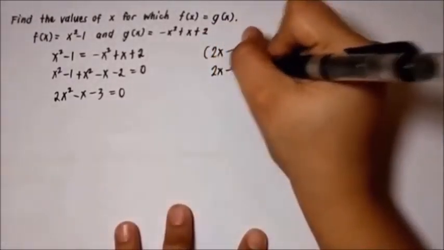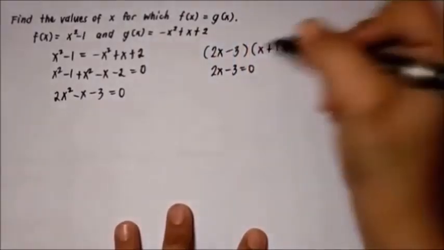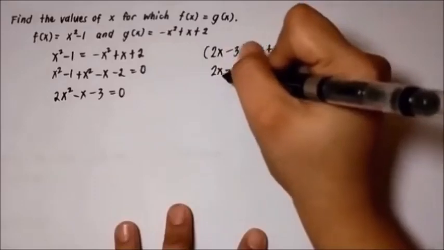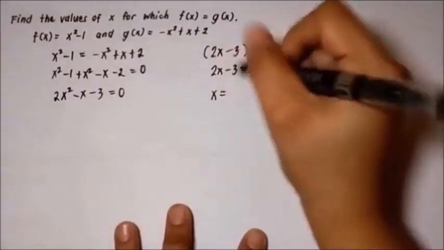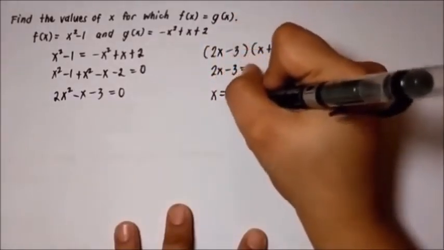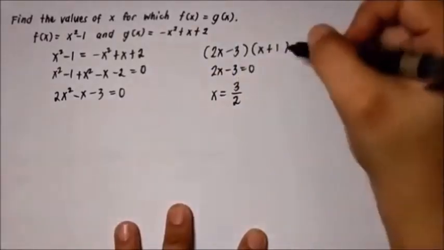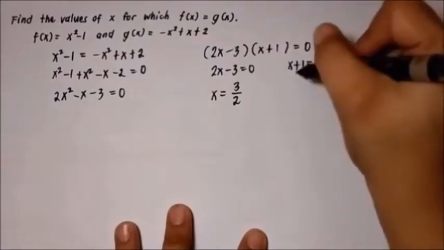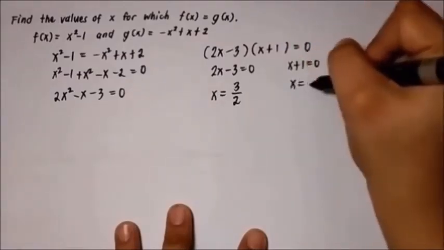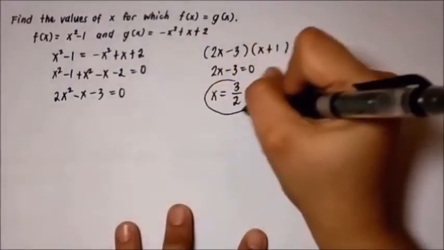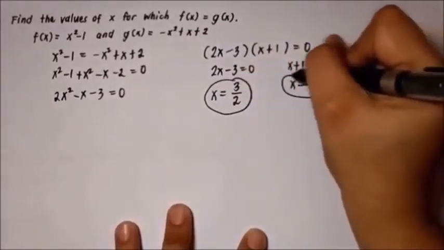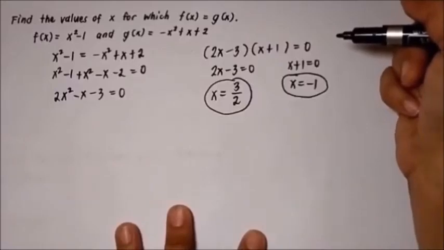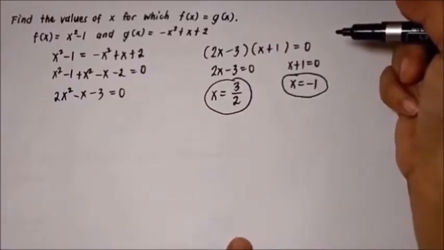So the first value is 2x minus 3 equals 0. Transpose negative 3, it would become positive 3. And then divide both sides by 2. So the value of x is positive 3 over 2. And then the other factor is x plus 1 equals 0. Transpose 1, so we have negative 1. So these are now the values of x in which f of x equals g of x. So we have negative 1 and positive 3 over 2.